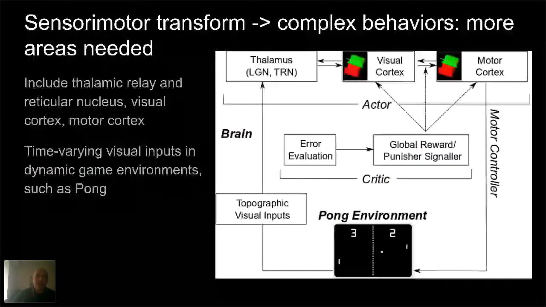So then we wanted to scale up this kind of architecture to a more complex behavior in a more dynamic environment. So that's the video game environment where things are changing and moving around, and you have to use more predictions basically on where the ball is going. So this is the Pong game.